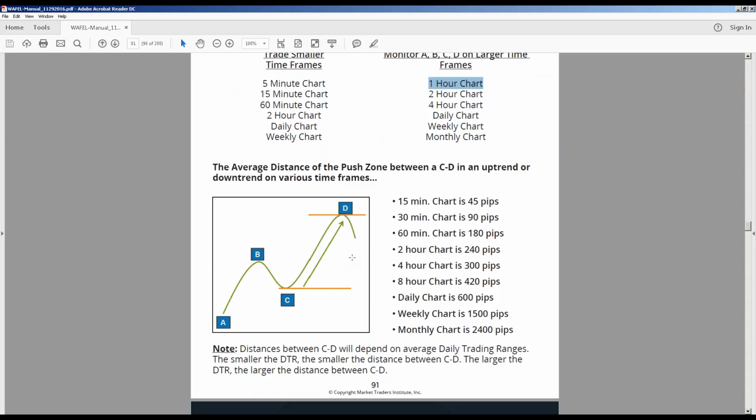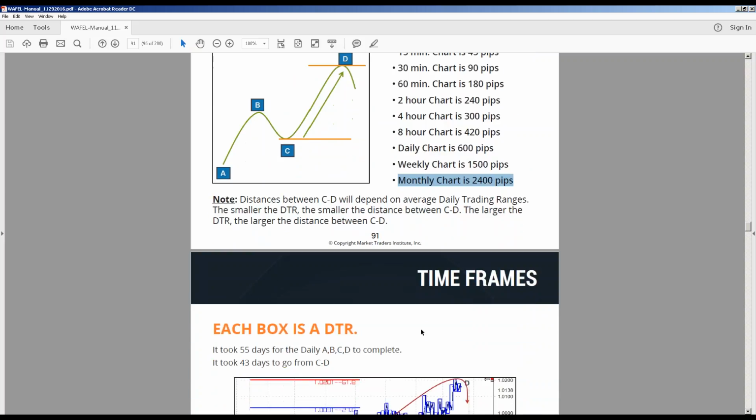Now the average distance of the push zone between a C to a D in an uptrend or a downtrend on various time frames. On a 15-minute chart, the push zone from a C to a D is about 45 pips. On a 30-minute chart, it's 90 pips. On a 60-minute chart, it's 180 pips. On a 2-hour chart, it's 240 pips. On a 4-hour chart, it's 300 pips. On an 8-hour chart, it's 420 pips. On a daily chart, 600. On a weekly chart, 1,500. And on the monthly chart, it's 2,400.